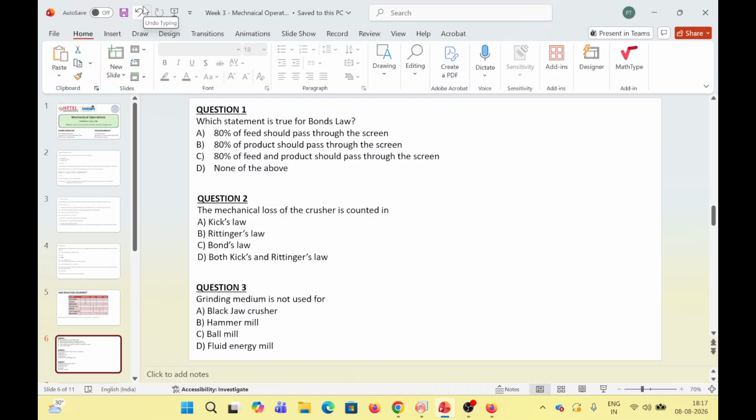Which of the following statements is true for Bond's law? A. 80% of the feed should pass through the screen. B. 80% of the product should pass through the screen. C. 80% of the feed and the product should pass through the screen. And D. None of the above.